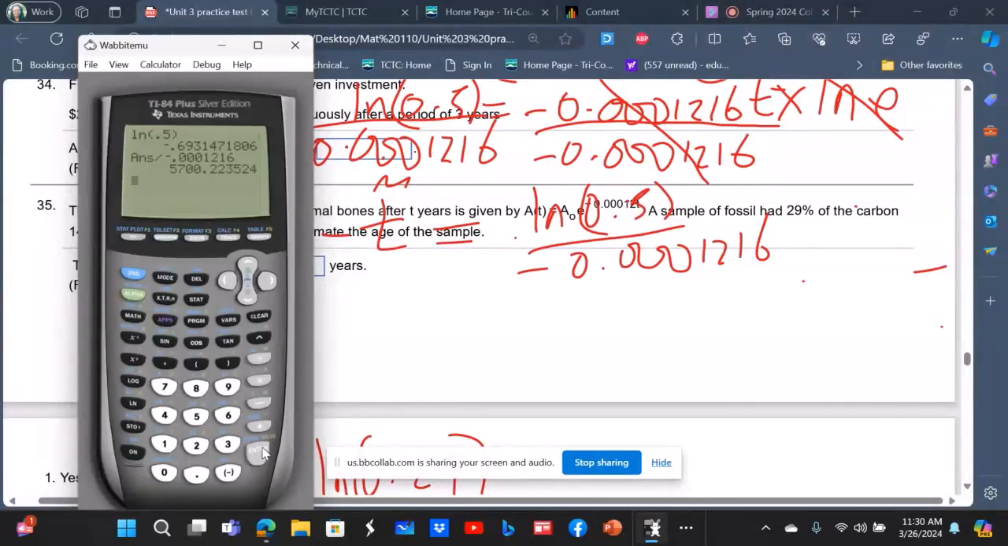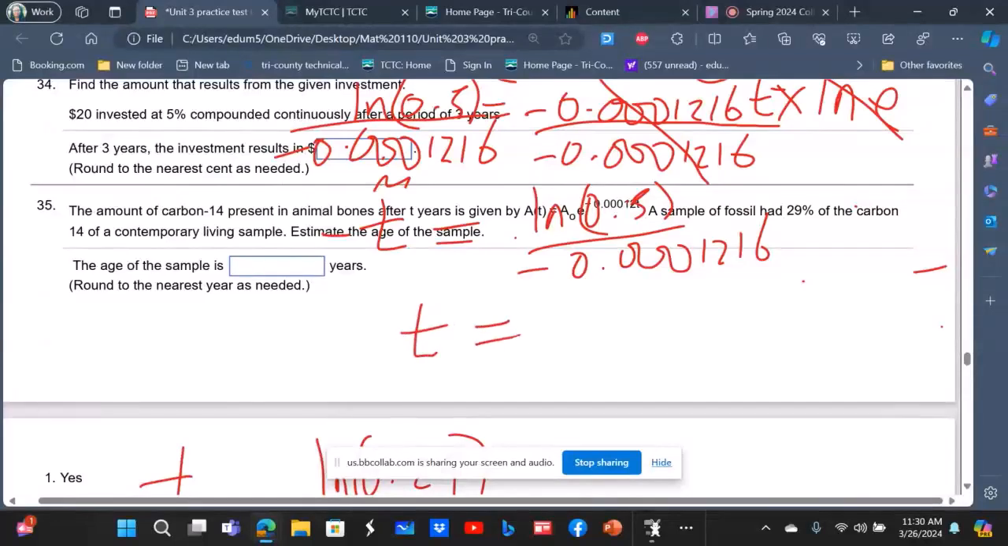And then when I hit enter, my answer is, because I'm told to leave my answer to the nearest year, so my answer is going to be 5,700 years. So t is 5,700 years. Don't forget to write years, or 5,700.